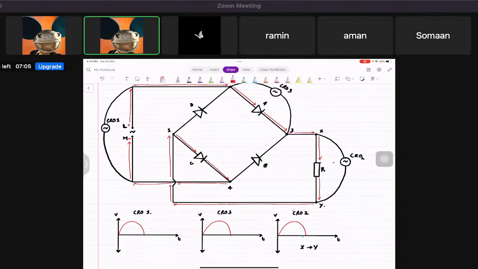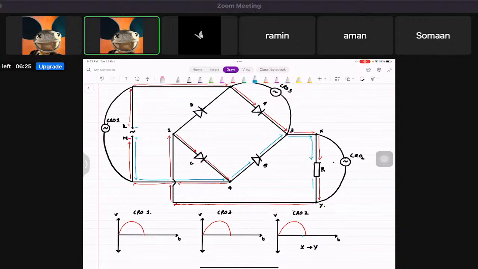However, when the poles switch, so this becomes positive and this becomes negative, then of course it will move from positive towards the negative, so it will go like this. And now we're following the blue path. So when it reaches 4, it can't go towards C because it's in the opposite direction. So it has to go through B. And when it reaches 3, it can't go to A because it is in the opposite direction. So it has to go to X. And from X, it will go through R.